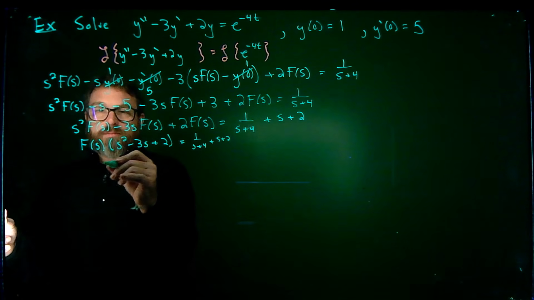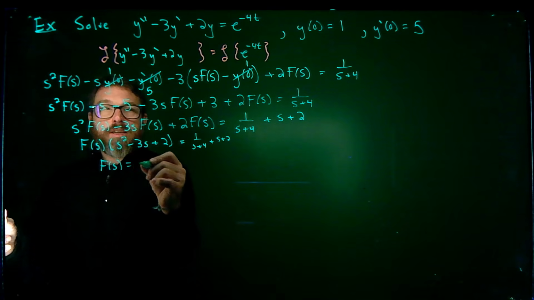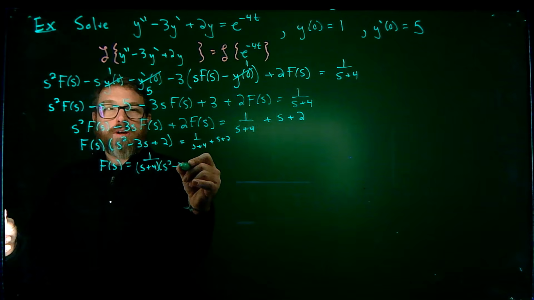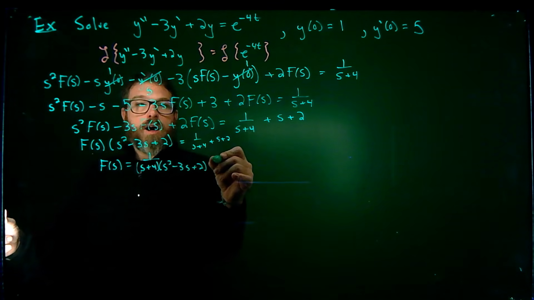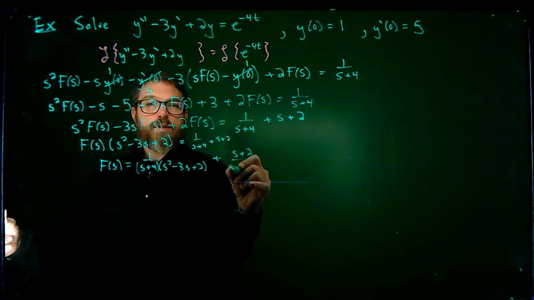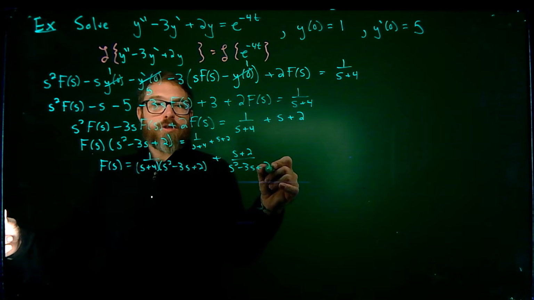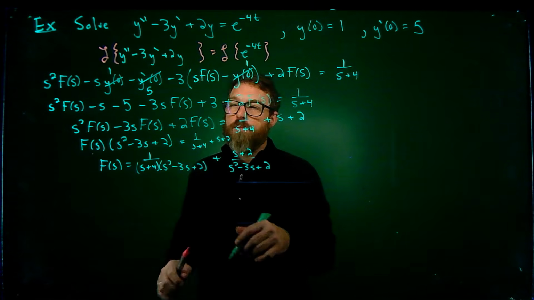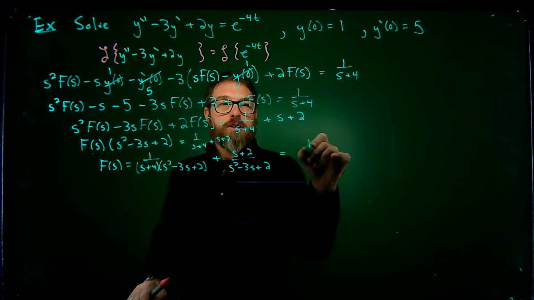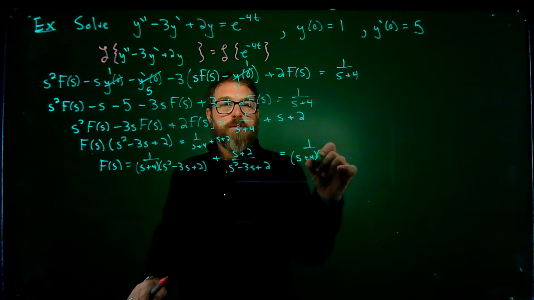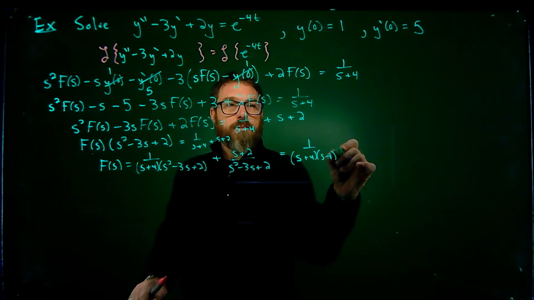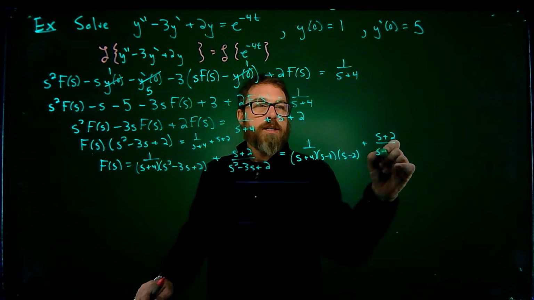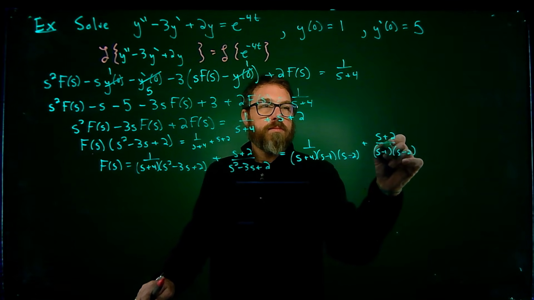So capital F of s is going to be equal to 1 over (s plus 4) times (s squared minus 3s plus 2) plus (s plus 2) over (s squared minus 3s plus 2). Now we know that these quadratics are factorable, so I can rewrite this as 1 over (s plus 4)(s minus 1)(s minus 2) plus (s plus 2) over (s minus 1)(s minus 2).